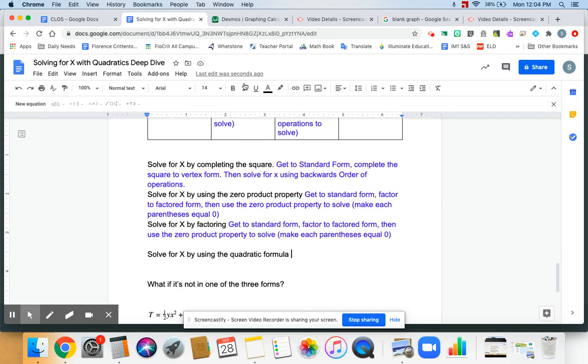They might just say solve for x by using the quadratic formula. Quadratic formula is in what form? You use it for standard form, so you need to get to standard form.